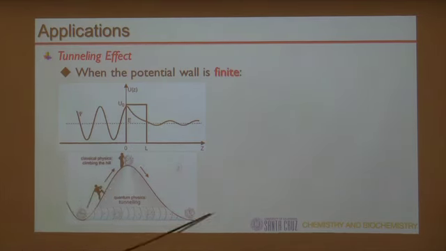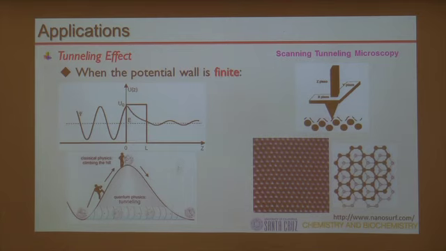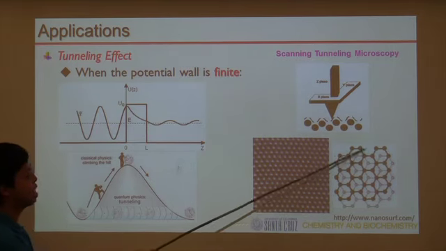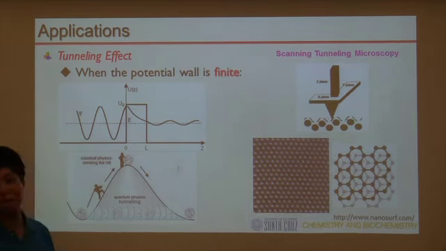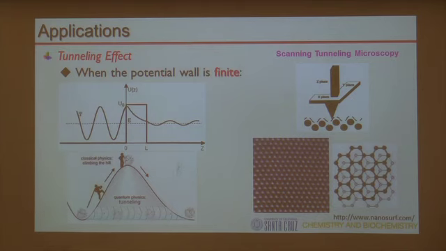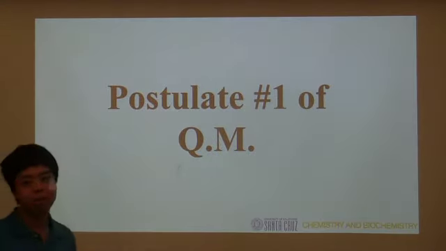So why is this useful? We can use this effect to construct what's called scanning tunneling microscopy. It uses this effect to probe the surface structure of substrates. Here it gives you the picture of graphite. As we learned in general chemistry, graphite is a layered structure with this hexagonal pattern, and the microscope actually shows you the pattern. This depends on the tunneling effect, but is also related to particle in the box. Any question about particle in the box?